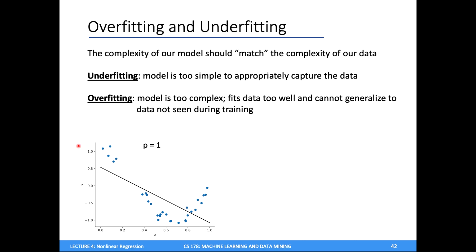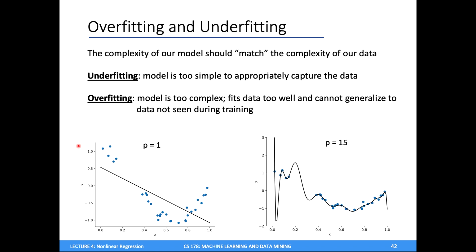On the flip side, we might have overfitting. This is where your model is too complex. It fits the data so well that it can't generalize to new data that you didn't see during training time. Our 15-degree polynomial is showing an example of an overfitting scenario. This trade-off between overfitting and underfitting really introduces a lot of tension into machine learning. You need to somehow find the model that's just right for your data, such that it's not too simple and not too complex.